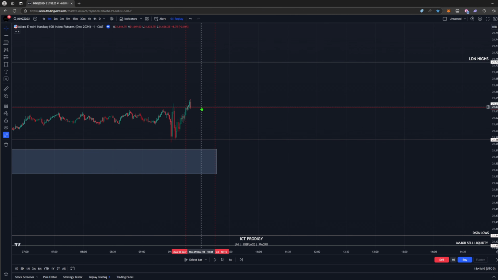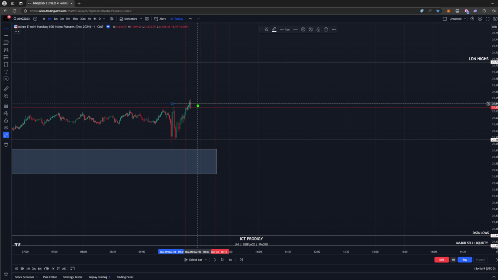Okay, so now we have a prior sweep of this liquidity. So it's now swept that prior liquidity right there. Now you want to mark out the high that it's just taken. It looks a little bit something like that.